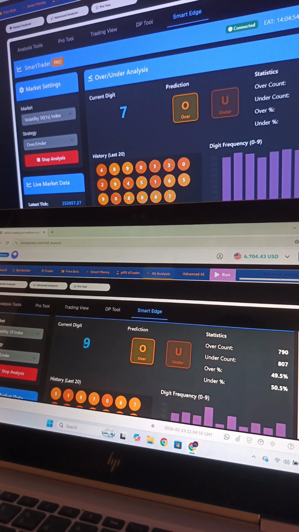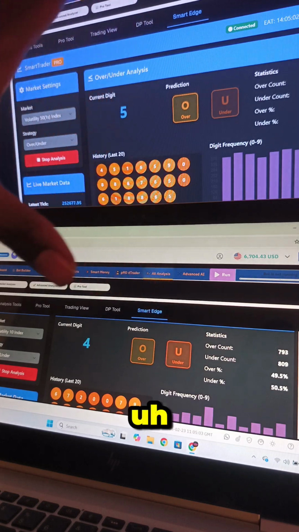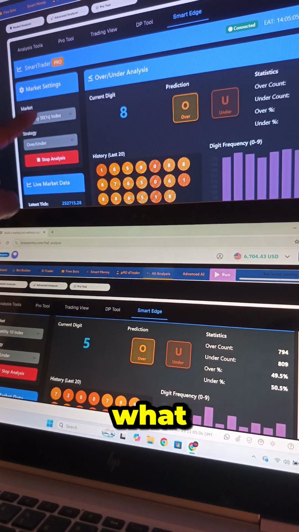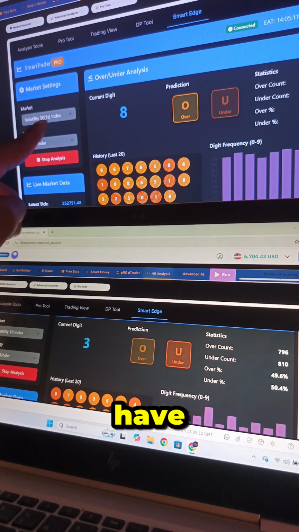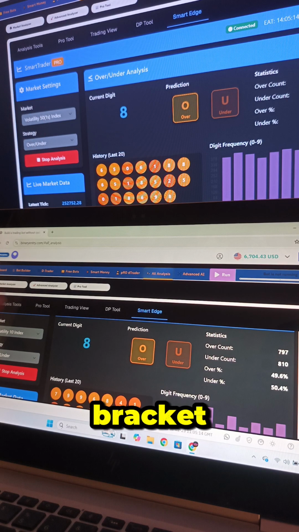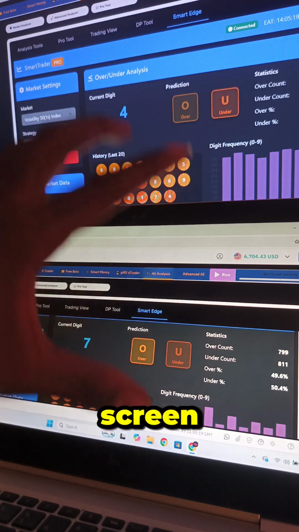As a good trader, I believe 90% of traders know that we have what we call volatility while trading in markets, in digit markets. We have 2 types of volatility: the 1S, so here we have 50 (1S), the 1S in brackets, and we have the index. On my upper screen, I have the 51S. On my lower screen, I have the 10 index.